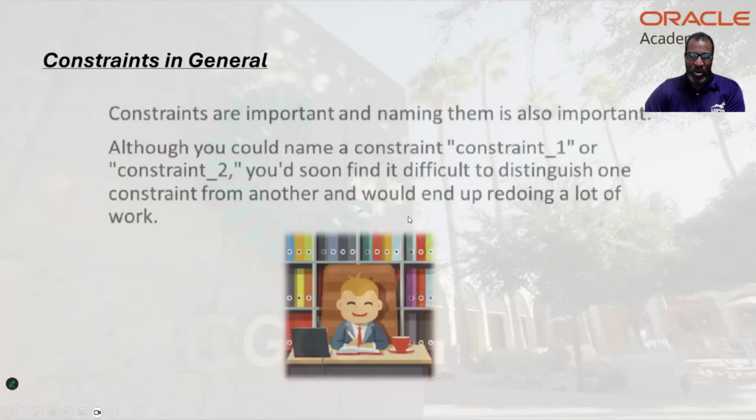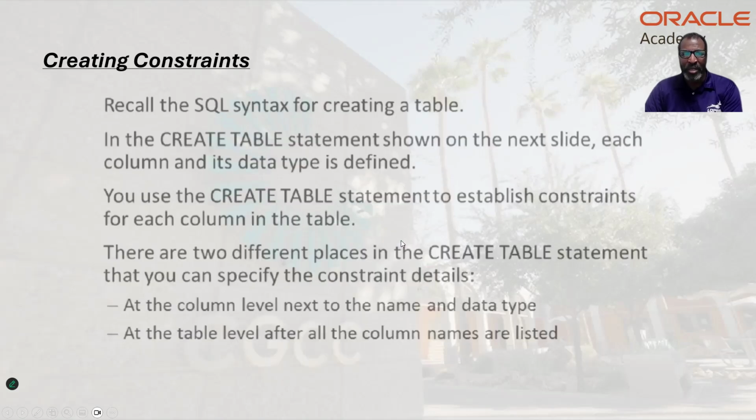Constraints are important, so naming them is important too. You can name a constraint 1 or constraint 2, but that would actually not be good. I mentioned the naming convention when creating a table. You want to think of constraints as being probably the same thing.